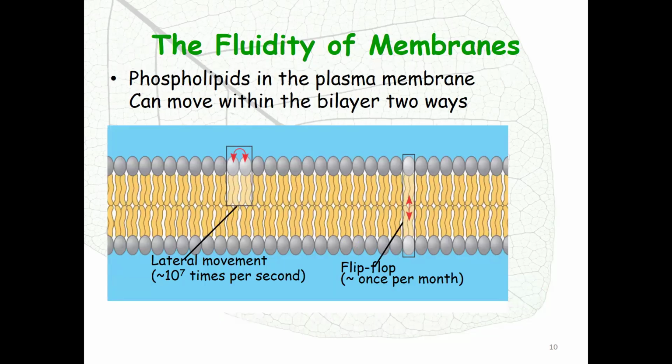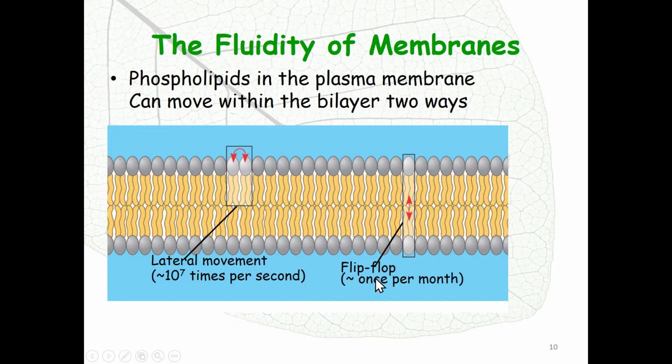The fluidity of the membrane is shown here. Phospholipids in the plasma membrane can move within the bilayer. They can move within the bilayer, can you see, can go up or even side by side, a little lateral movement, 10 to the power 7 times per second. That means a huge number. They are always waving, like a fluid structure.